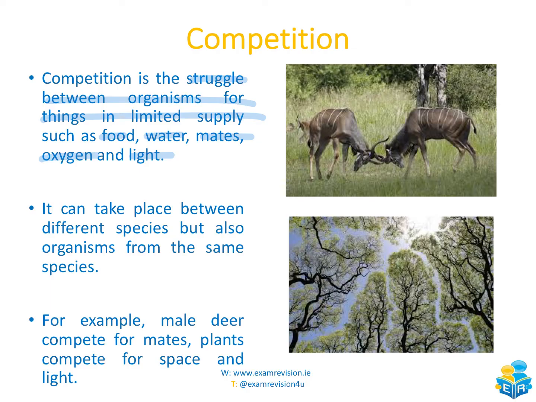So it can take place between different species, but it can also take place between organisms from the same species. So we can see up here we have our two animals, they're from the same species, but similarly this could happen between one from one species and another from another species. It can take place in both scenarios there. So for example, male deer will compete for mates, they could compete for food, and plants will compete for space and for light, they could compete for water as well. So lots of examples of competition that exist.